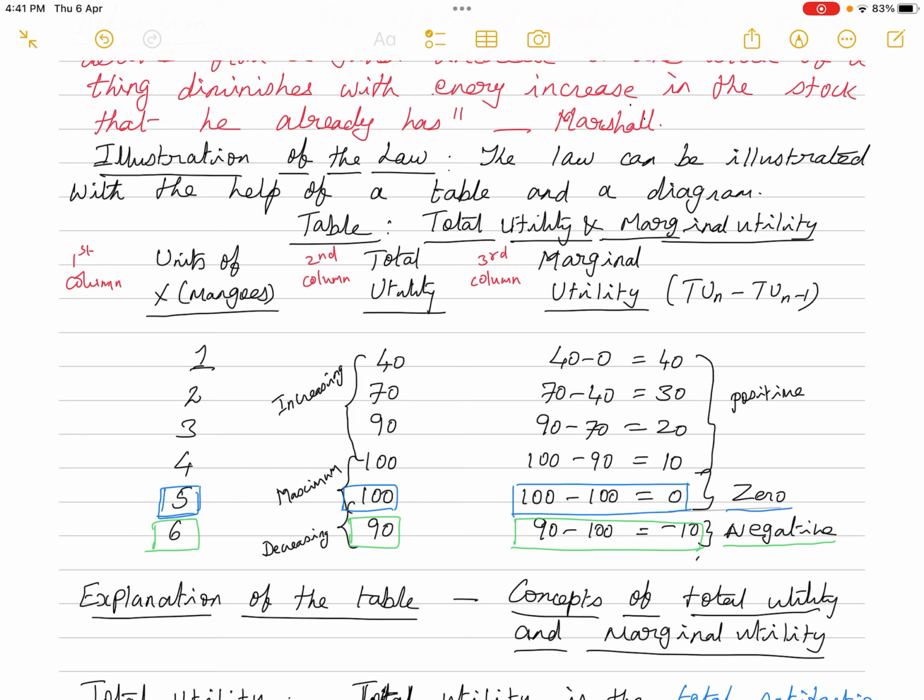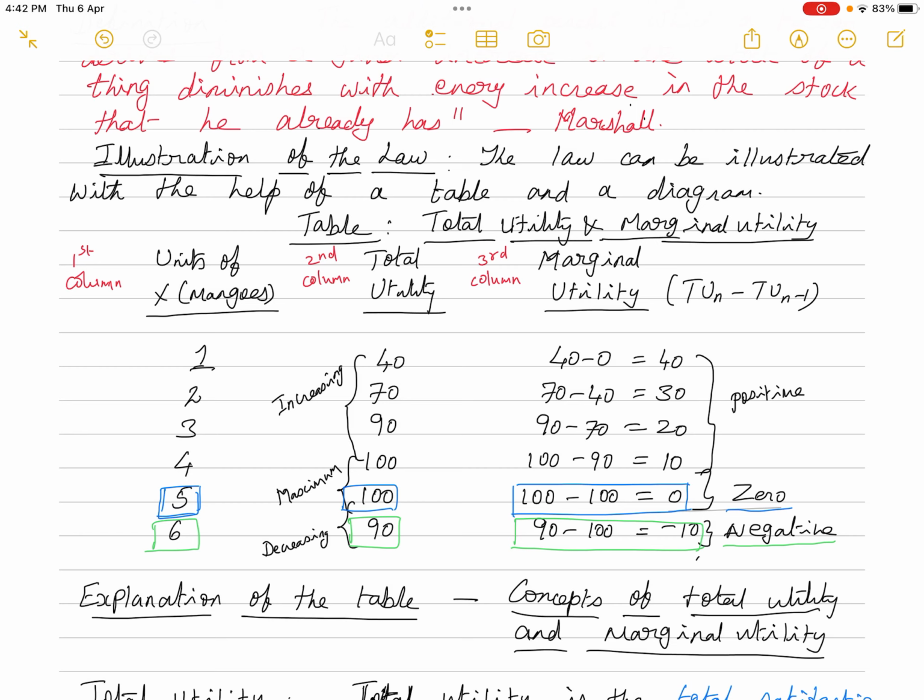So when it comes to the first column, that is the units of mangoes, first mango, this is again hypothetical numerical figures. Okay. So first mango the consumer is consuming. His total utility, that is the total satisfaction, utility is the satisfaction, so the total satisfaction, assuming it to be 40 utils. Okay. And the marginal utility is also 40 because that is the first unit.